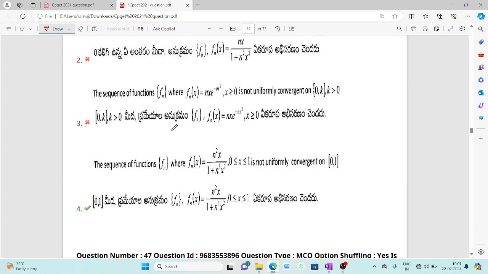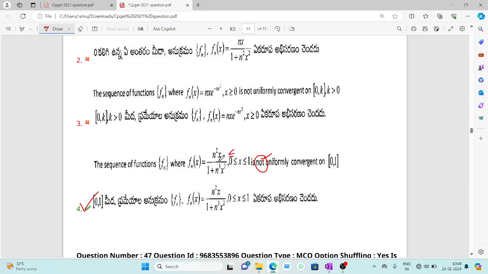So we can prove the sequence of functions fn, where fn(x) is n squared x over 1 plus n cubed x squared, x from 0 to 1, is not uniformly convergent on 0 to 1. The statement says it is not uniformly convergent, so only if it is uniformly convergent can we pick this option as the correct one. So we have to prove this statement is uniformly convergent.